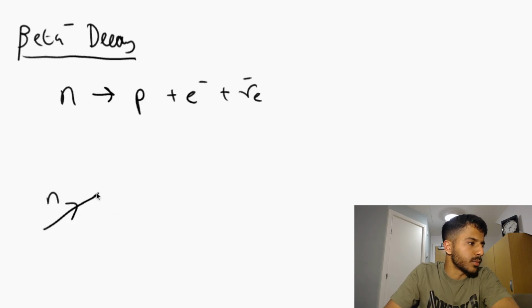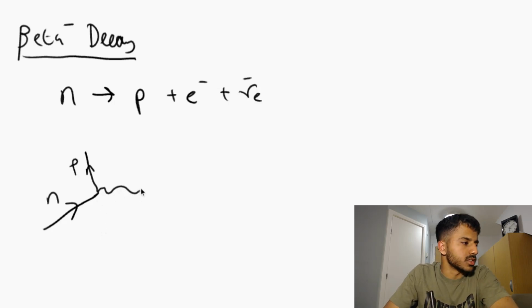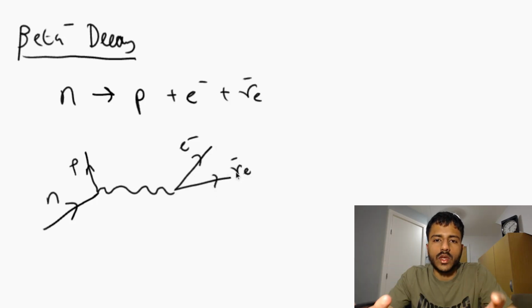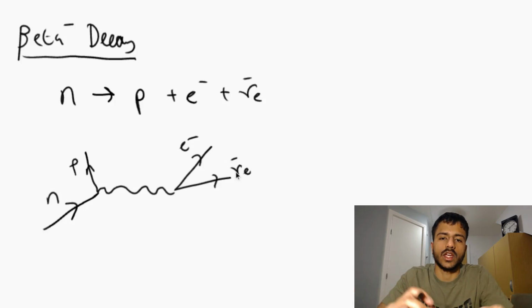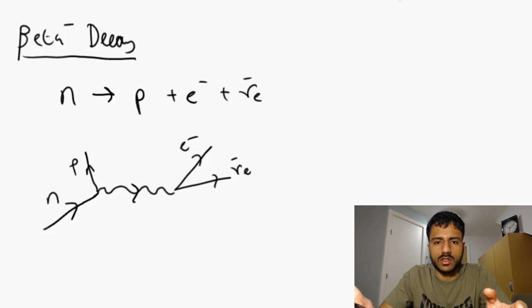And we know that a proton is going to come out of it. So we're going to draw this proton this way. And we know that due to this interaction, which is denoted by this squiggly line, we're also going to get an electron coming out and an anti-electron neutrino coming out. And because this is the weak interaction, we need one of these exchange particles of the weak interaction to carry out this decay. So let's remind ourselves of what they could be.